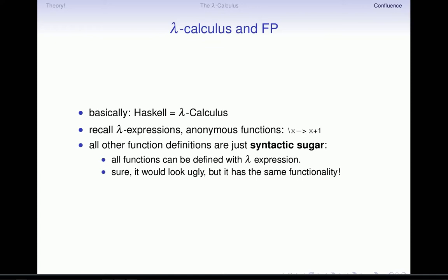All functions could be defined with lambda expressions. Of course, this would look ugly, I agree with you here, and it would be very tedious to code, like coding assembly language. But it has the same functionality. You could write any possible program.